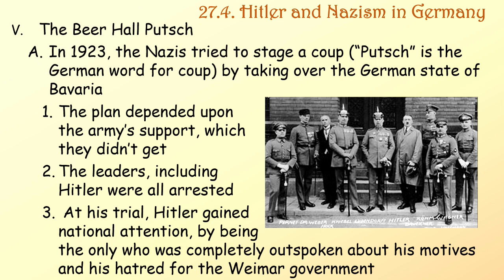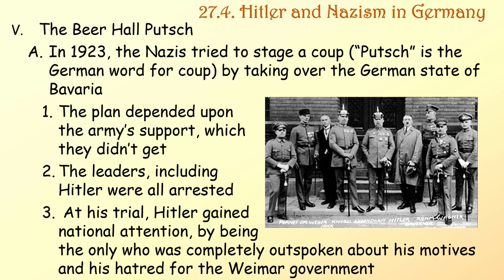The beer hall putsch. In 1923, the Nazis tried to stage a coup. A putsch is the German word for coup, by taking over the German state of Bavaria. The plan depended on the army's support, which they didn't get, and the leaders, including Hitler, were all arrested.